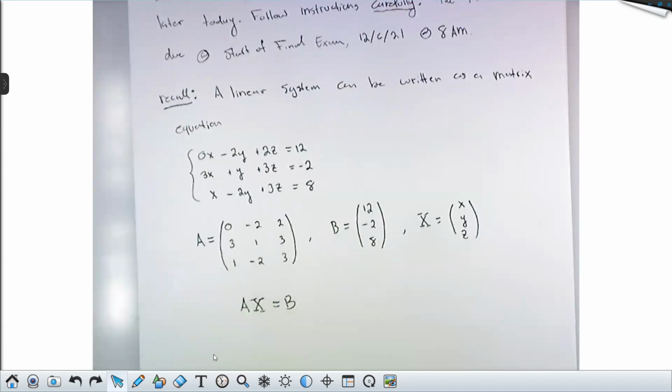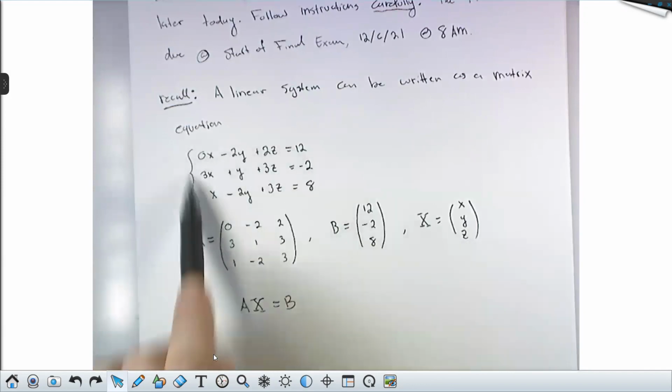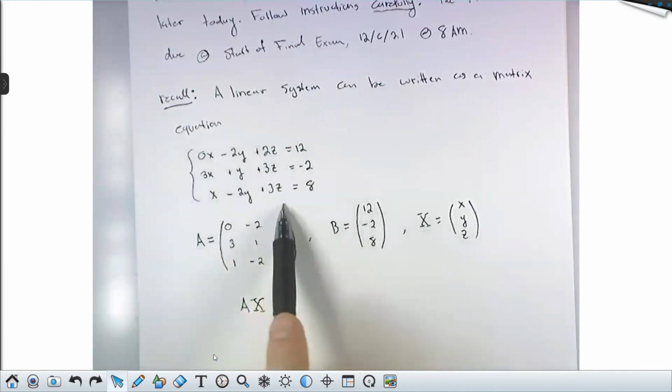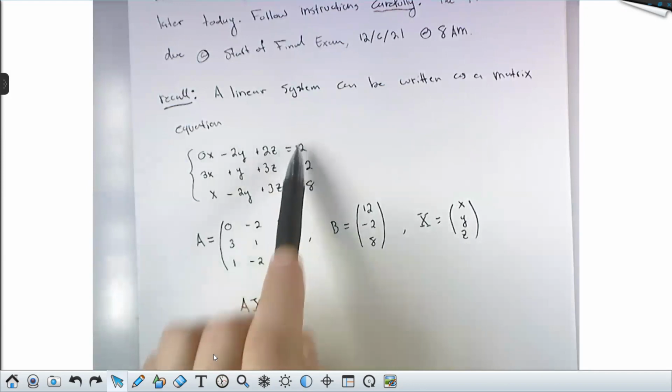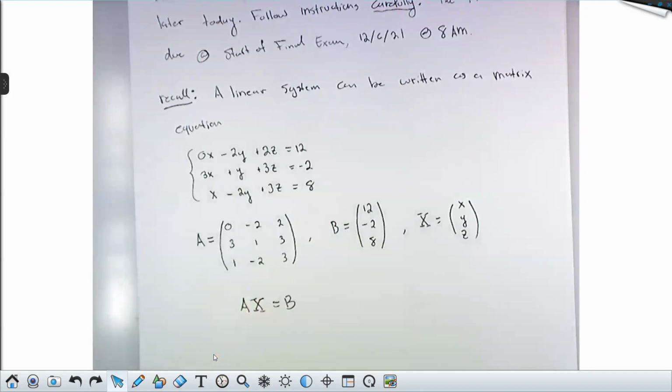This is what we saw at the very end of class on Monday, that if you write out this equation, this matrix times this matrix equals this matrix, then when you carry out the multiplication on the left-hand side, you get this thing as a column. So you'd have this thing as a single matrix equal to this thing, which means that each one of the entries must be equal to each other.